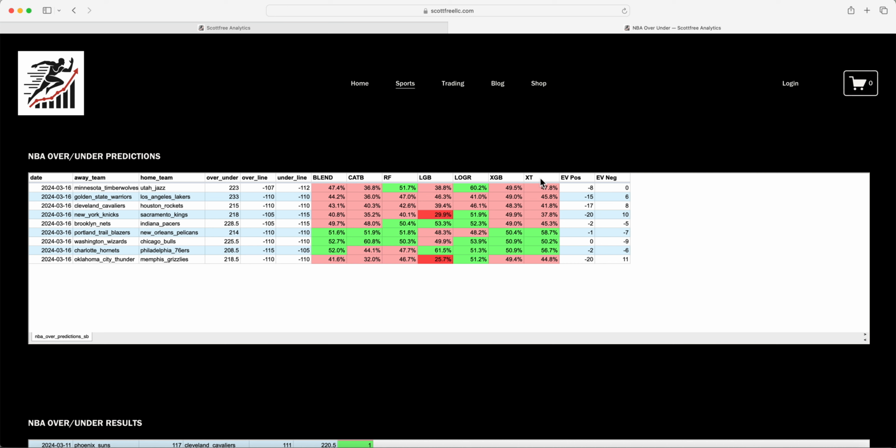I recommend that you go to our article for expected value. Expected value basically works like this. You have your own prediction of the probability of whether or not someone is going to go over or under, right? So if we were to look at logistic regression for the Wolves Jazz today, it's predicting that the game will go over, and that's 60.2%. Now you're going, what does that mean when we talk about positive and negative?